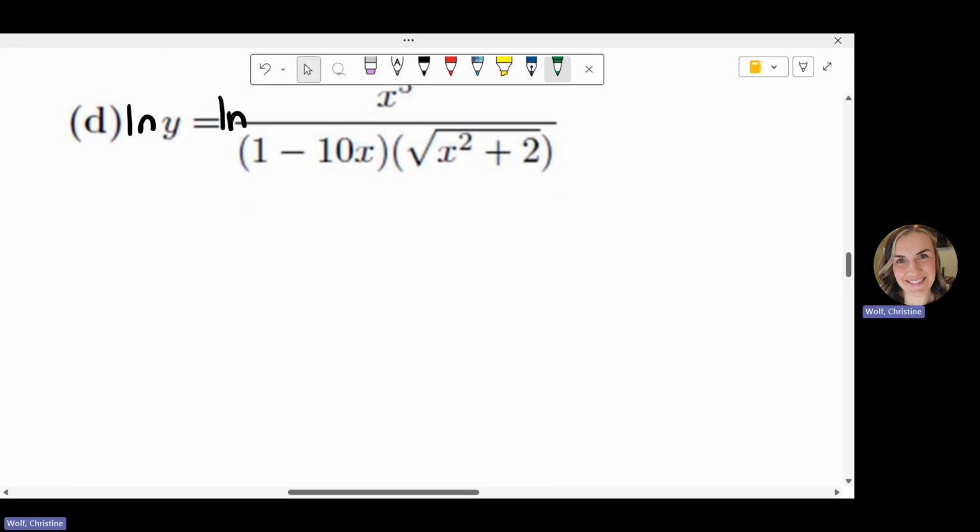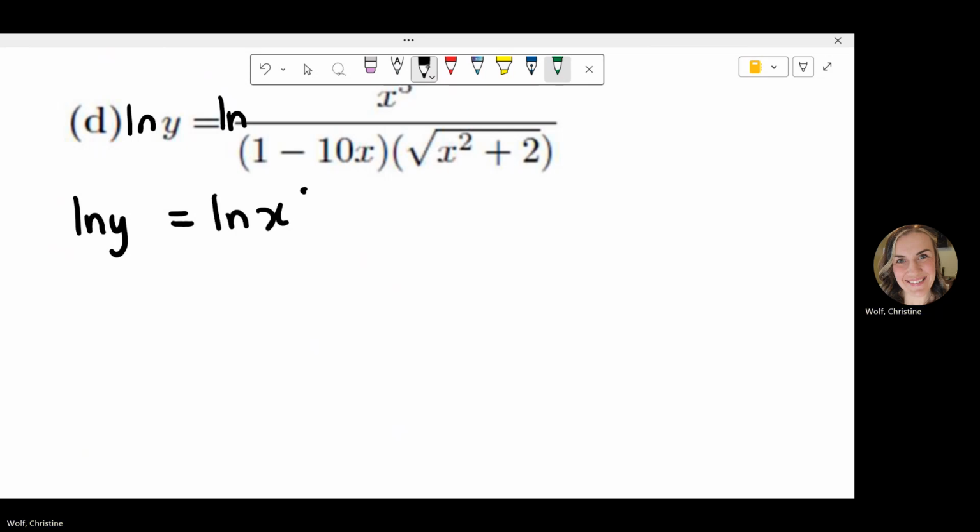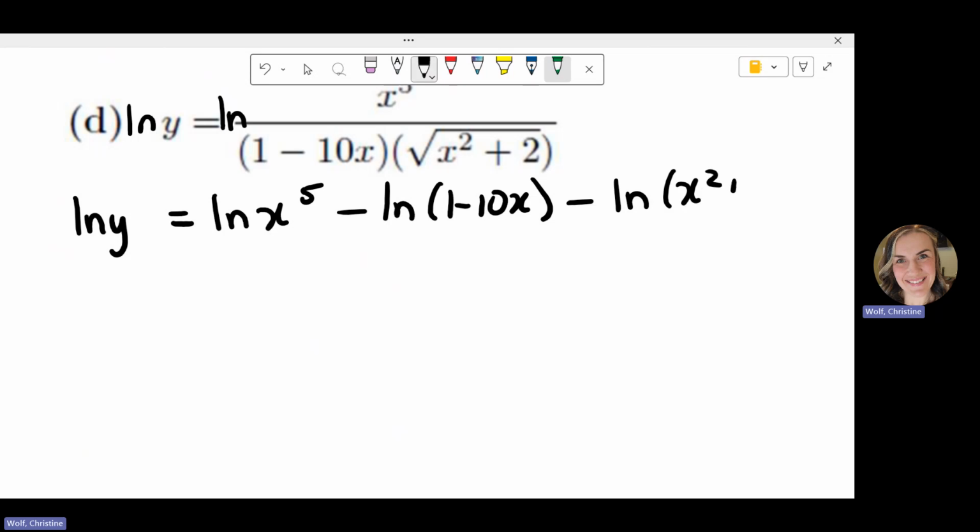Okay, ln y, as always, is just going to wait patiently for us to do our business on the right. So first of all, I have the natural log of my numerator, which is x to the 5. And he's the only guy up top. So I just write him down. Now, because I have two guys on the bottom, I am minusing both of those guys off. So first I minus off natural log of 1 minus 10x. And then the other guy is also a quotient, so I minus off him as well. So natural log, and I'm going to, again, flip it to be an exponent instead of a radical. So x squared plus 2 to the power of 1/2.